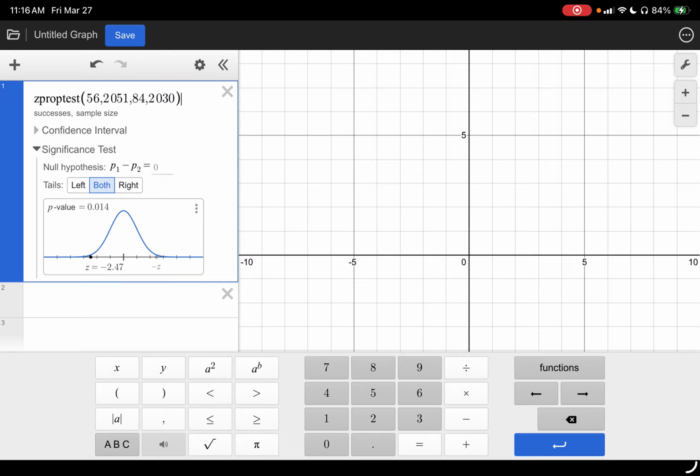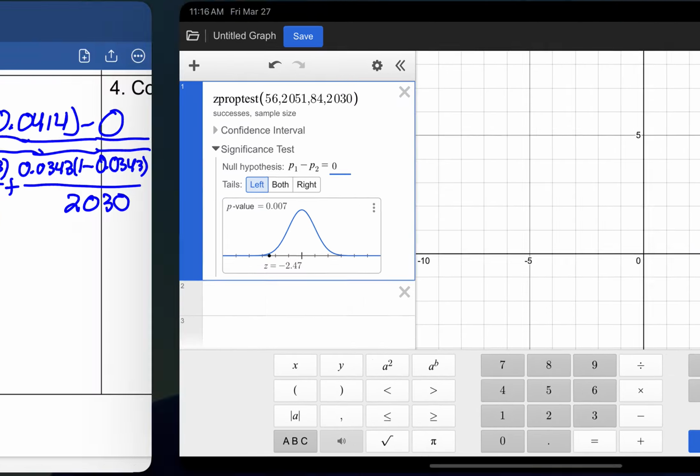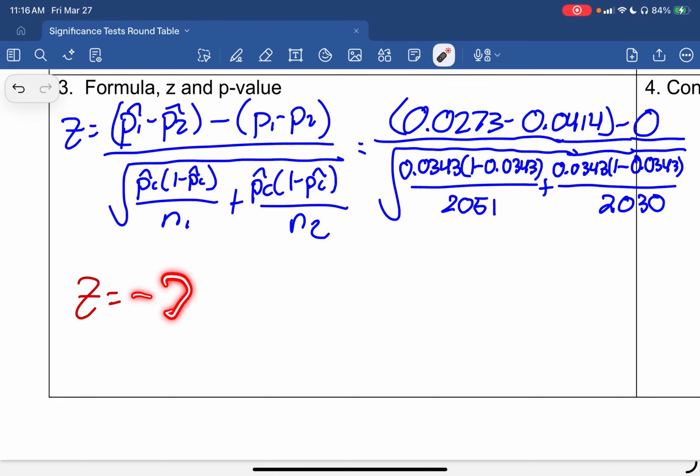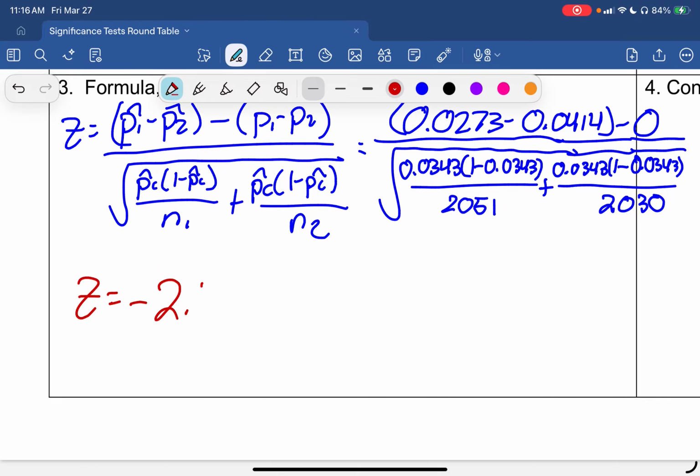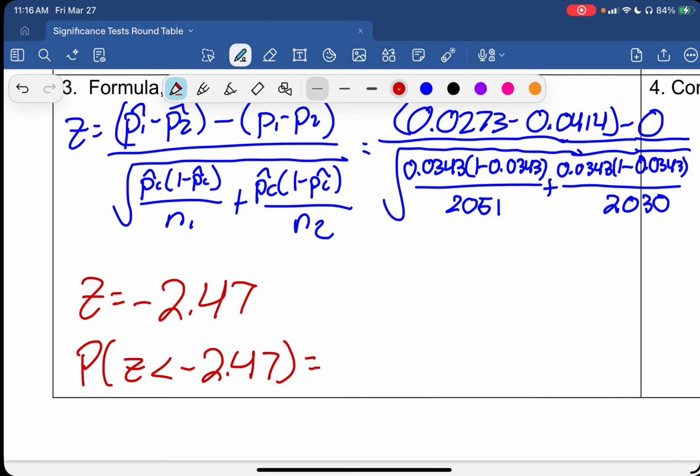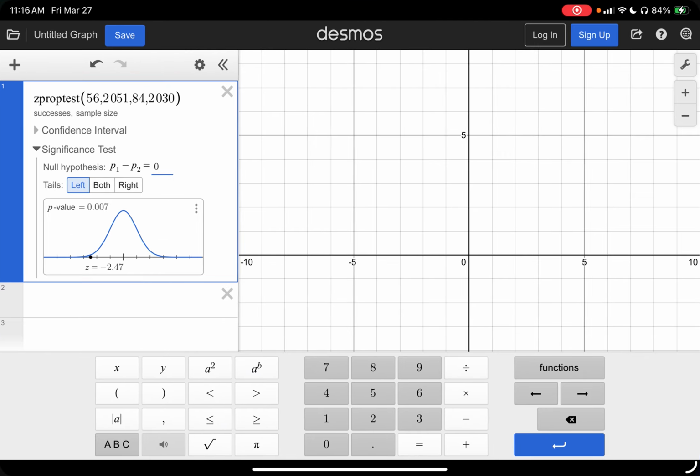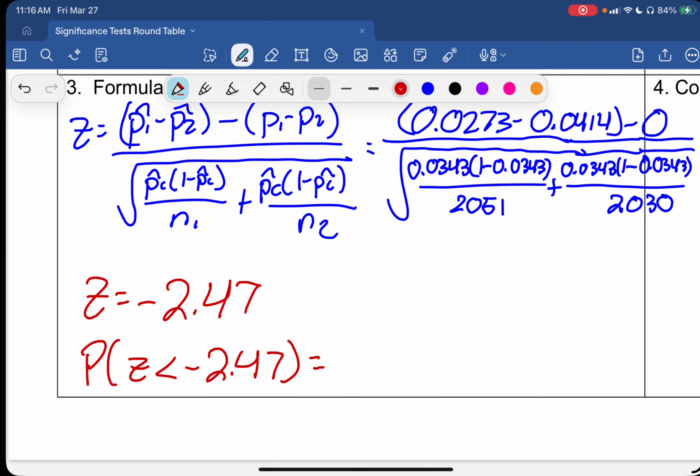Create our test, significance test. Our null is that there is no difference. And we're looking to the left, right? So to the left here, we're going to get a z-score of negative 2.47, which means our p-value, the probability of z being less than negative 2.47, coming from Desmos, 0.007.